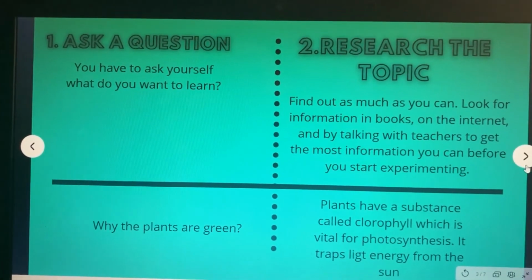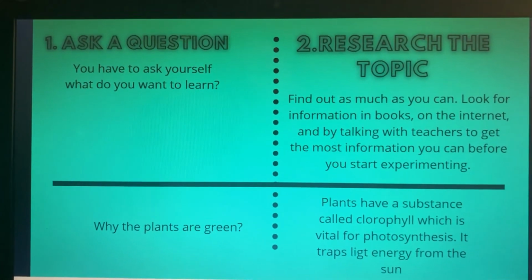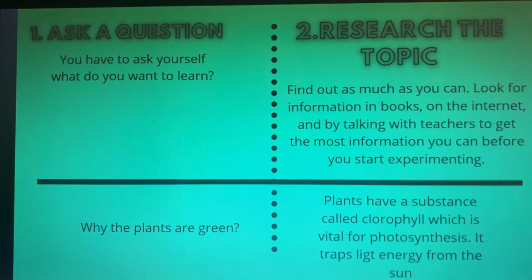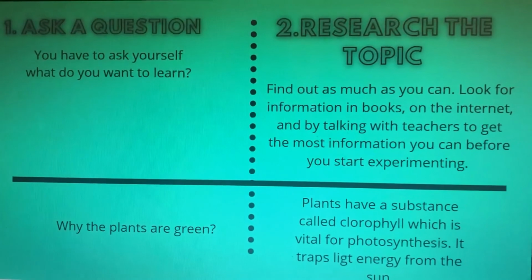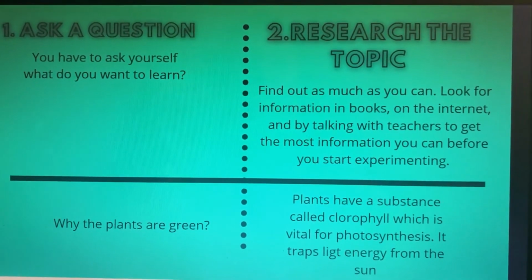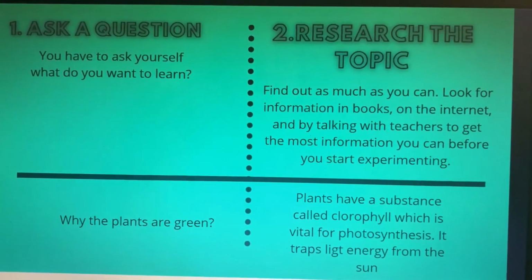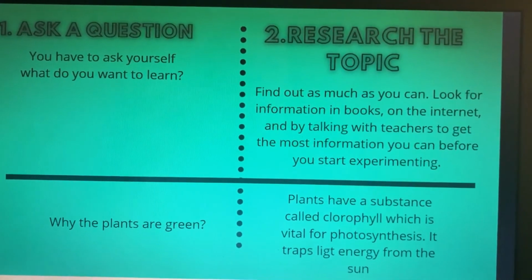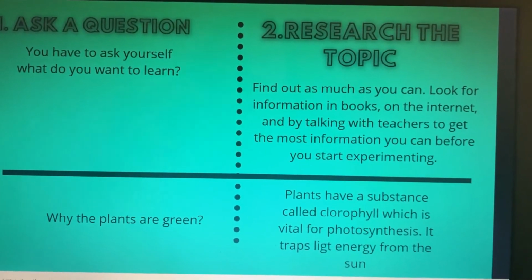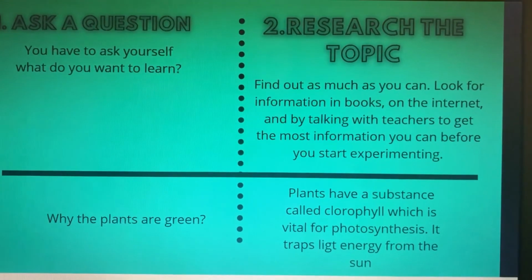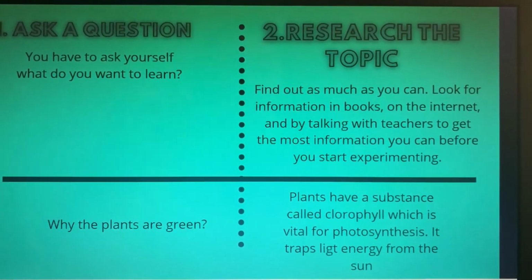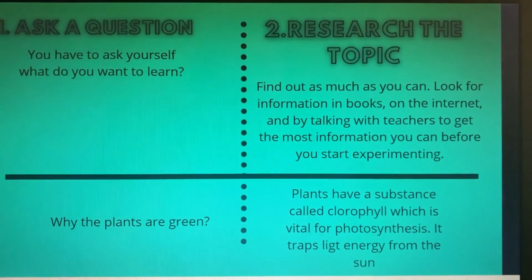First, ask a question. You have to ask yourself what you want to learn. For example, why are plants green? Second, research the topic. Find out as much as you can. Look for information in books, on the internet, and by talking with teachers to get the most information you can before you start experimenting. Plants have a substance called chlorophyll, which is vital for photosynthesis. It traps light energy from the sun.